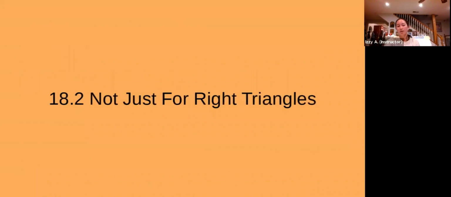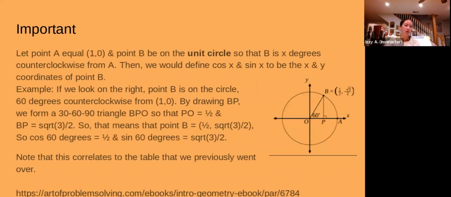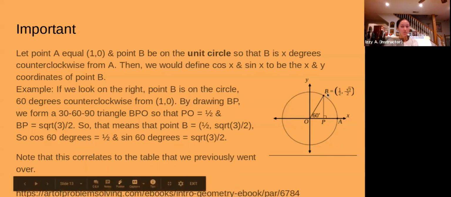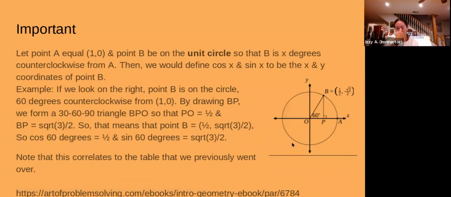So next we have 18.2, which is titled Not Just for Right Triangles. Okay, so this is an important slide. Basically, we're going to let point A equal (1, 0) in this image on the right, and point B is going to be on the unit circle. The unit circle in math is just a circle where the radius is equal to 1.